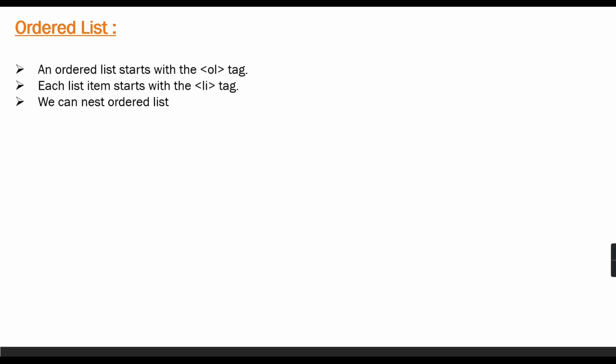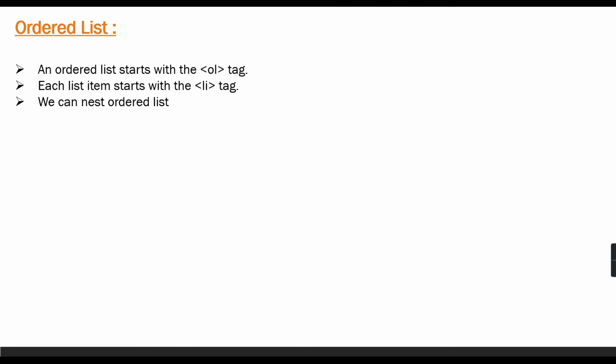In this video, we are going to talk about ordered list in HTML. So basically there are three types of list in HTML: unordered list, ordered list and description list. We will cover ordered list in this video. An ordered list starts with the OL tag. OL stands for ordered list. Each list item starts with the li tag. So the data that you want to represent on the browser should be enclosed in the li tag.